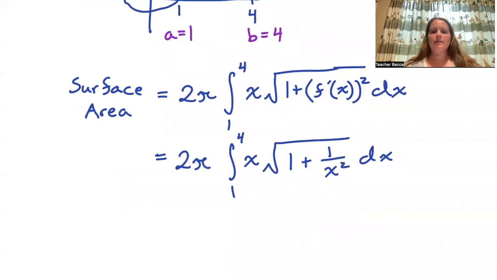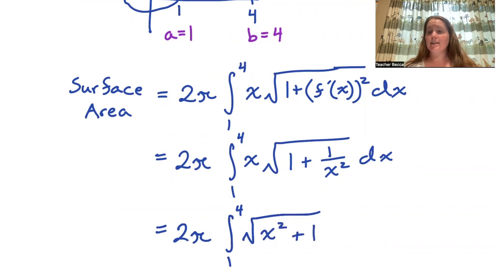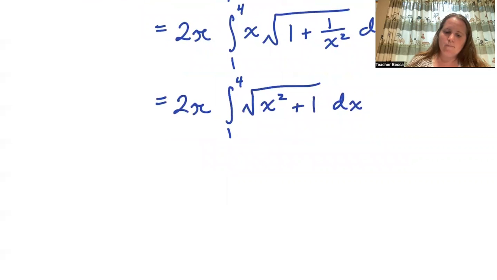Throwing that x inside of our square root, this becomes 2 pi times the integral from 1 to 4 of the square root of x squared plus 1. X outside the square root becomes x squared inside the square root. And then we have our dx. This is one of our familiar trig substitution integrals. If you know it off the top of your head, you're welcome to just run with it. If you don't know it, you can always set up our trig sub.